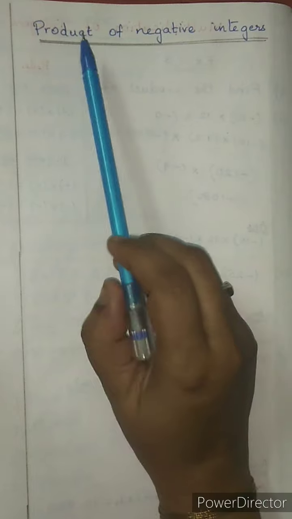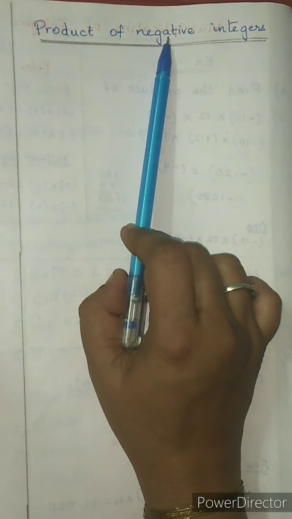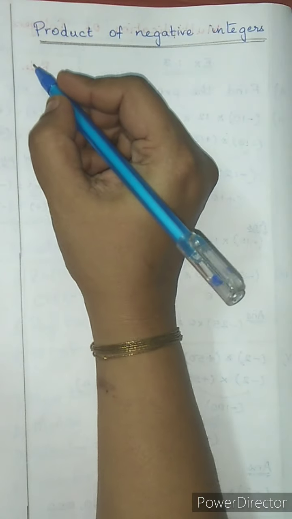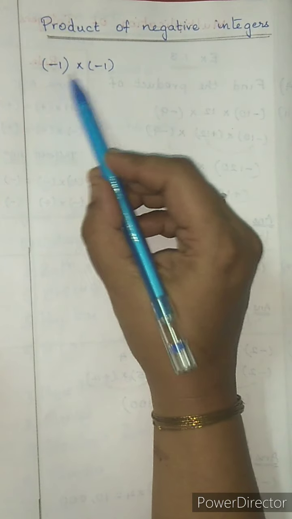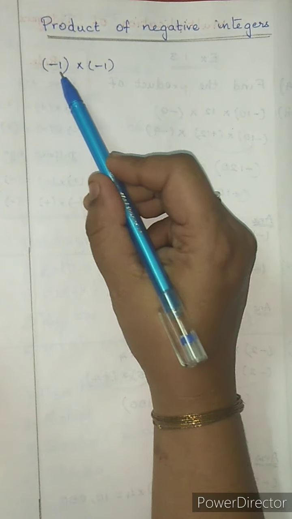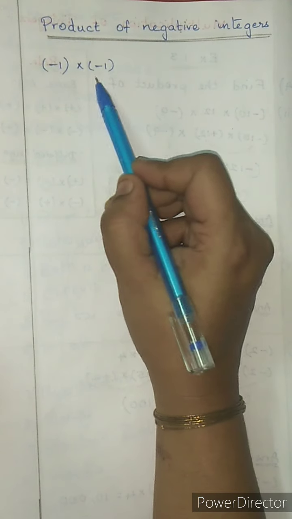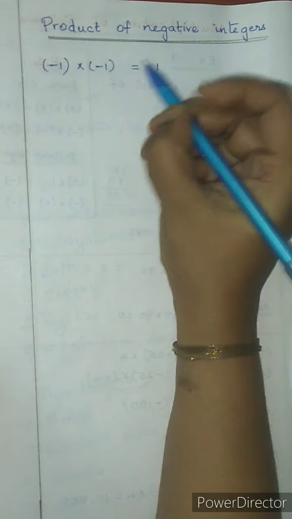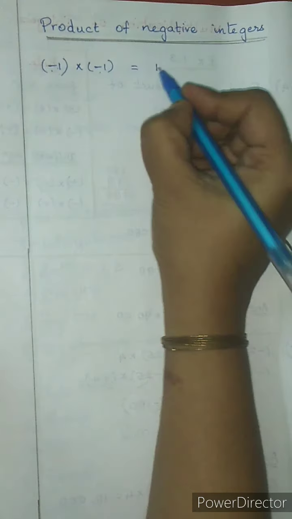Now let us see the product of negative integers. Take for example minus 1. Minus 1 is a negative integer, isn't it? So when we multiply minus 1 twice, what do we get? 1 into 1, 1. Minus into minus, plus.